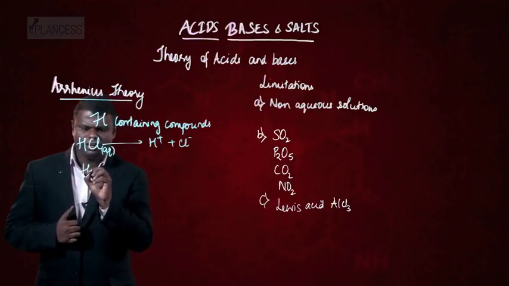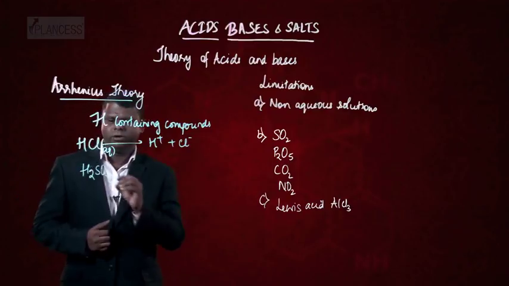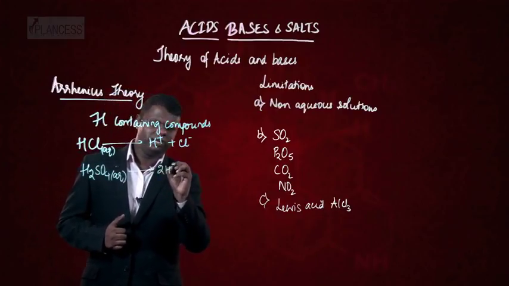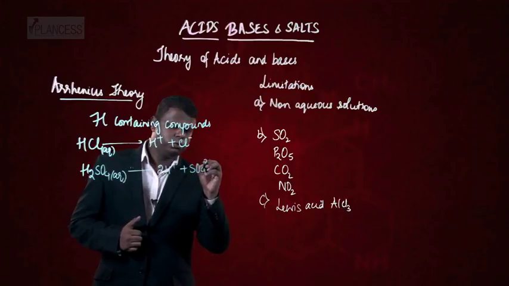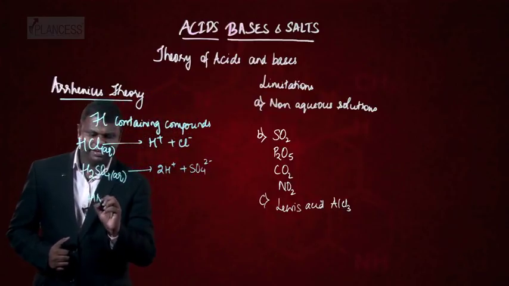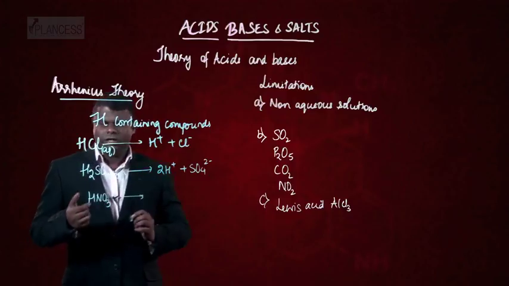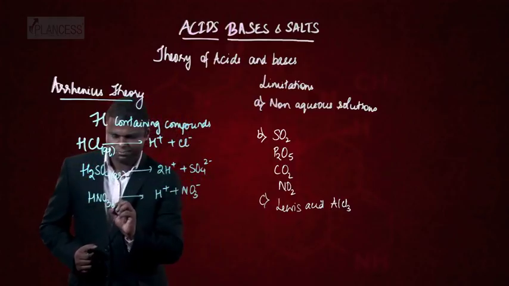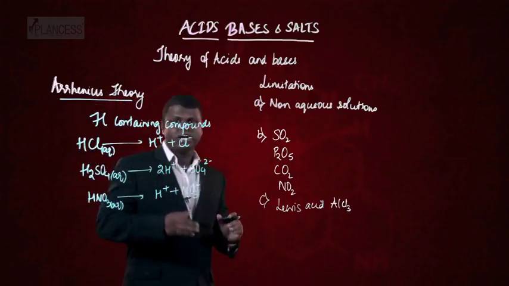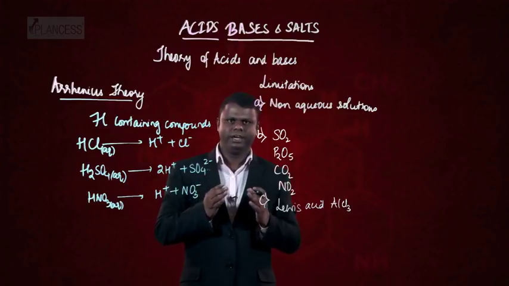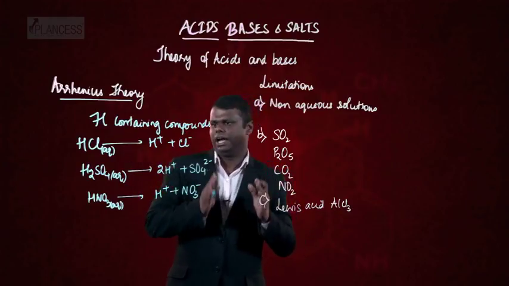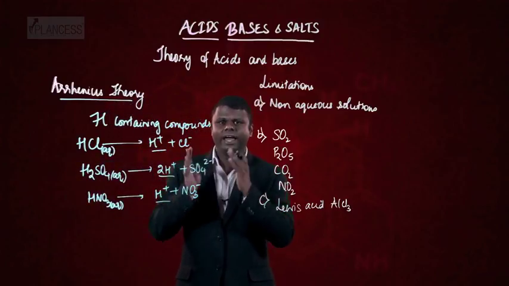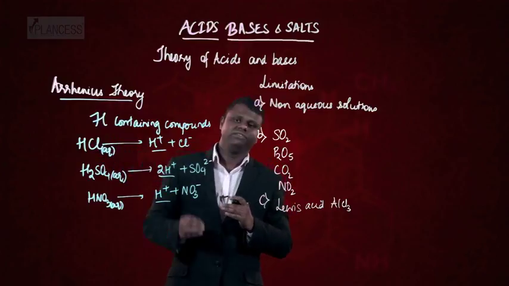If I have to write sulfuric acid, which is H2SO4, I would write H2SO4 aqueous, that means dissolved in water. It produces 2H plus and SO4 2 minus. Then if I have to write nitric acid, which is HNO3, I would write this as H plus and NO3 minus. So acids are those species that contain only hydrogen ions. They ionize, giving hydrogen ions in the solution. So this was basically the definition for an acid or a base in the case of Arrhenius theory.